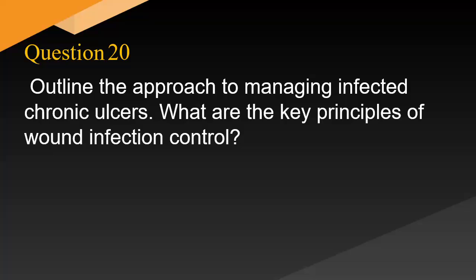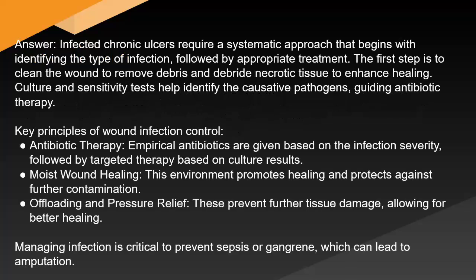Outline the approach to managing infected chronic ulcers. What are the key principles of wound infection control? Answer: infected chronic ulcers require a systematic approach that begins with identifying the type of infection, followed by appropriate treatment. The first step is to clean the wound to remove debris and debride necrotic tissue to enhance healing. Culture and sensitivity tests help identify the causative pathogens, guiding antibiotic therapy.